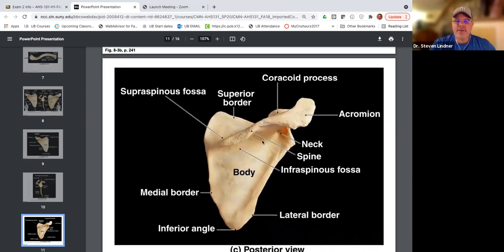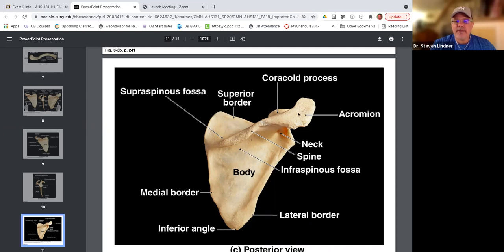Now we look at this view. We say, okay, it's the scapula. We know we're looking at it from the posterior because we find the spine of the scapula. The spine of the scapula moves superiorly and lateral. As it goes superior and lateral, it takes us to the highest point, called the acromion process. Once we find the spine of the scapula, what's the fossa above the spine? Supraspinous fossa. What's the fossa below it? Infraspinous fossa.